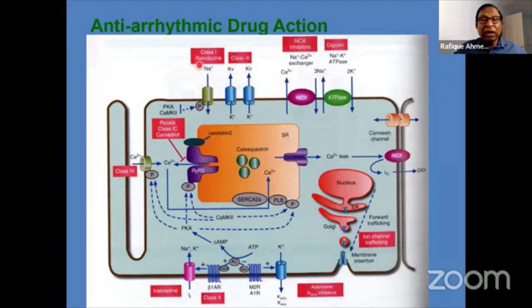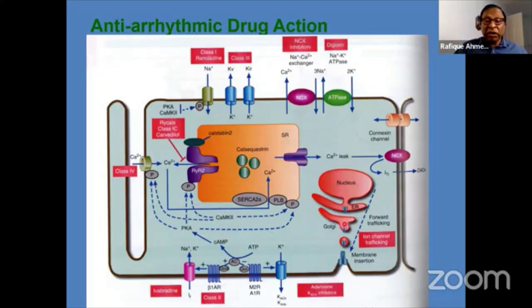Ranolazine is a sodium channel blocker. Even though it's an anti-angina drug, ranolazine is also found to be effective in patients with atrial fibrillation. And then digoxin works on the sodium potassium ATPase. And this NCX, the exchanger, amiodarone has some effect on this channel. And there is a study going on to produce a drug which will block this and enhance myocardial contraction.